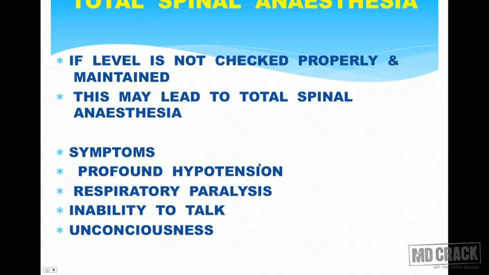So if the level is not checked after giving the spinal anesthetic, just as I had mentioned before, 5 to 7 minutes for injection xylocaine and 7 to 8 minutes for injection bupivacaine, if during that period the position of the patient is not maintained and the level of blockade is not checked, the level might rise drastically, and once it reaches around C4, C5 level, phrenic nerve paralysis occurs, and this can lead to total spinal anesthesia. What are the symptoms of total spinal anesthesia?